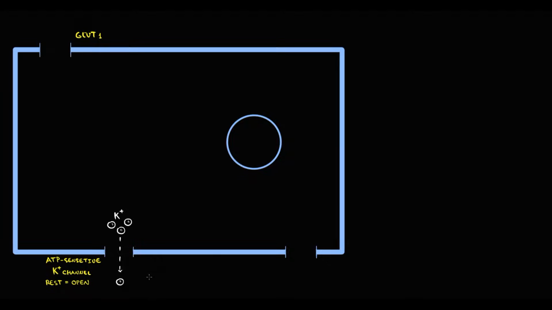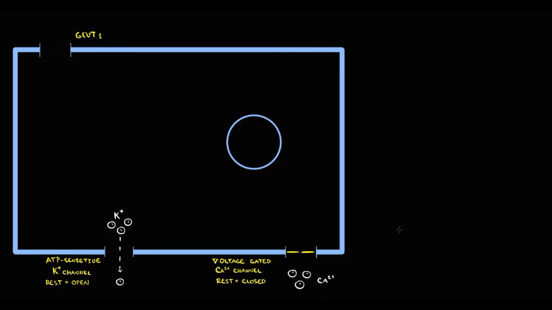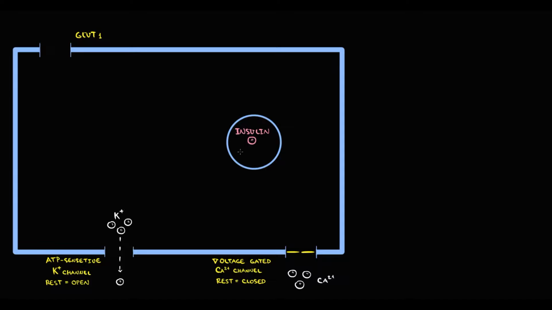Also, beta cells have voltage-gated calcium channels, and in the rest state, calcium channels are closed. So calcium, which is an extracellular ion, in the rest state cannot enter the cell. Also, beta cells have intracellular vesicles, and these vesicles have already formed insulin and C-peptide.